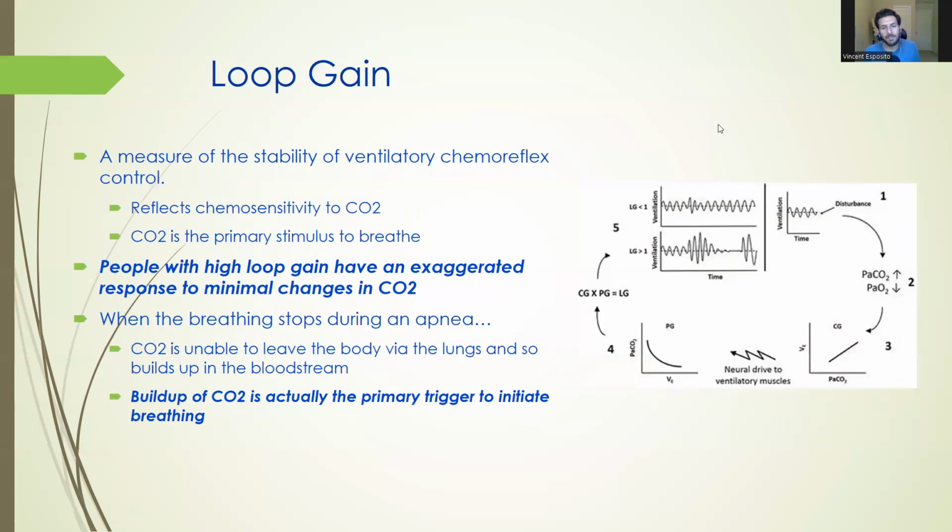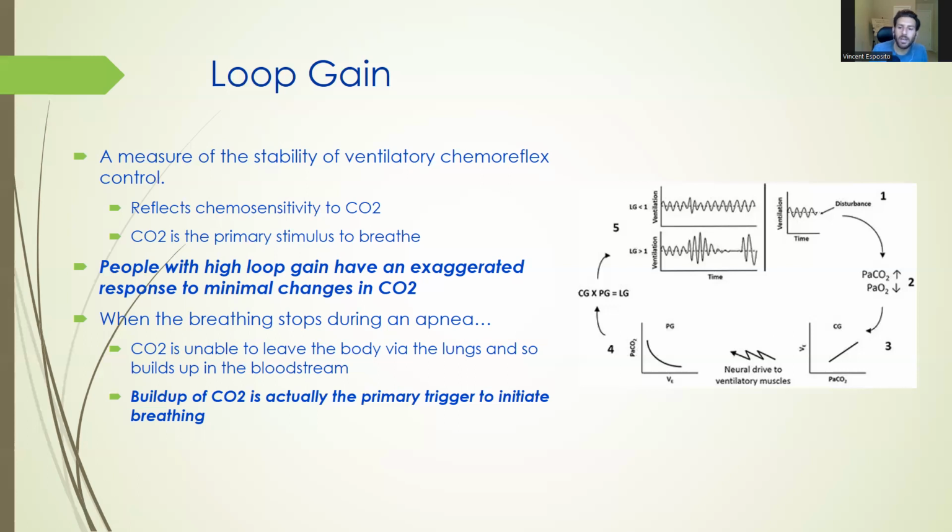Then we get to loop gain. Loop gain is a mechanical term that can be used in this format here. What loop gain is, it measures the ventilatory chemoreflex control. In other words, how sensitive are you to CO2? Now, if you remember from previous lectures, CO2, carbon dioxide, is our primary stimulus to breathe. If you have a high loop gain, that means you have an exaggerated response to a minimal change in CO2.